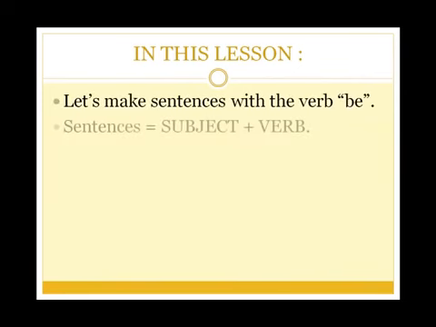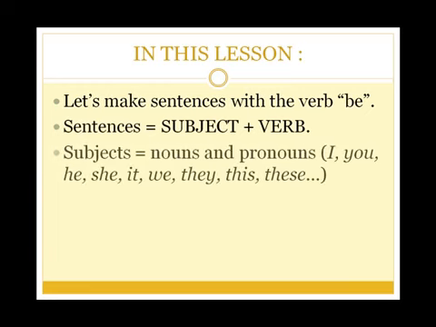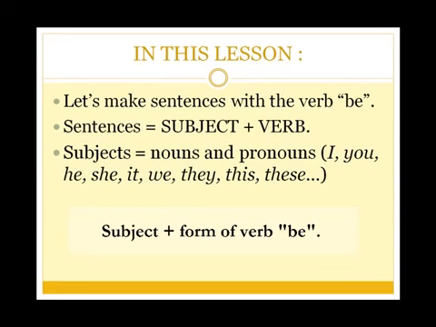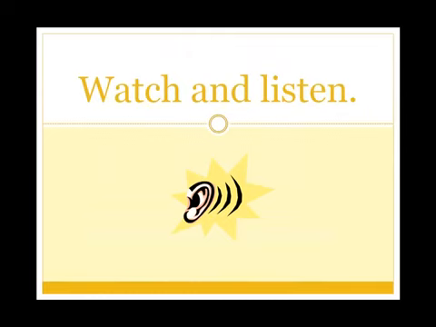We make sentences with a subject and a verb. Subjects are nouns and pronouns. Pronouns like I, you, he, she, it, we, they, this, these. In this lesson, let's make sentences with a subject and the verb be. Watch and listen.